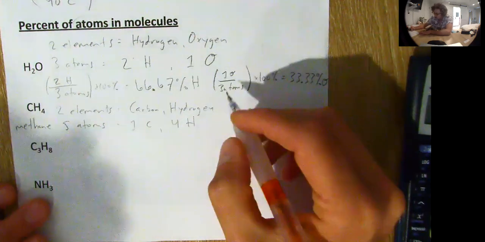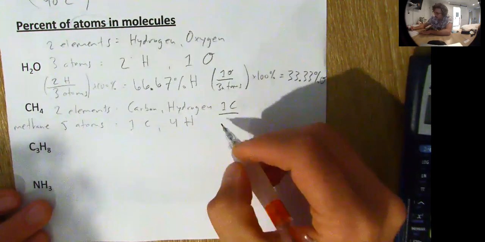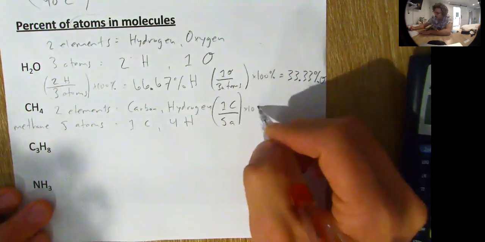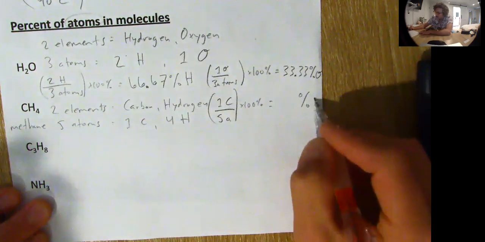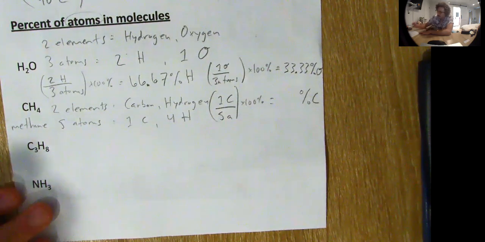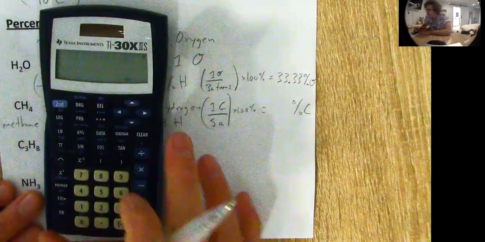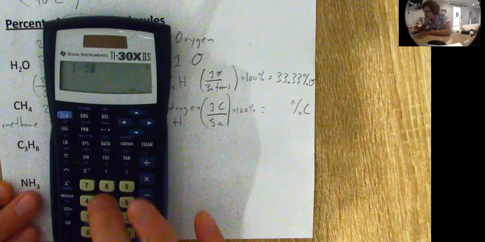So let's start with the carbon. 1 carbon divided by 5A for atoms. And we're going to multiply that by 100%. And that's going to give us the percent for carbon. C for carbon in the end. Okay, and that percentage is, what's 1 divided by 5? Maybe some of you know how to do this in your head. You're allowed to use a calculator for this class. 1 divided by 5.